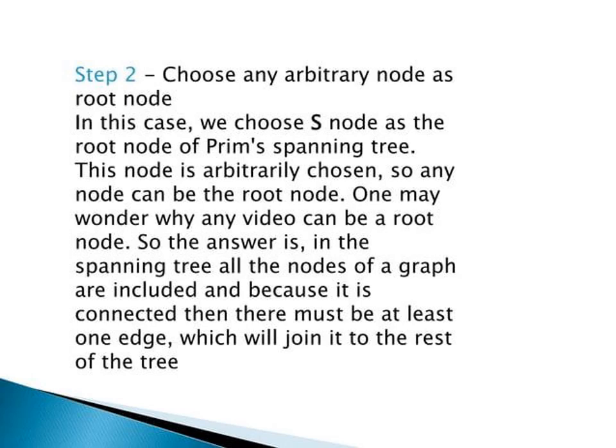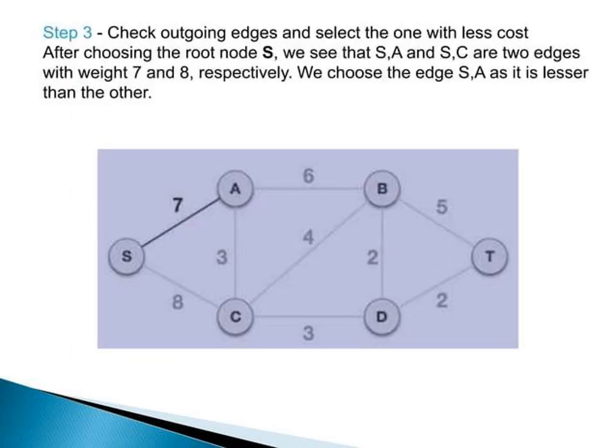Step 2, choose any arbitrary node as the root node. In this case, we choose the S node as the root node of Prim's spanning tree. This node is arbitrarily chosen, so any node can be the root node. One may wonder why any node can be the root node. The answer is that in this spanning tree all the nodes of a graph are included, and because the graph is connected, there must be at least one edge which will join each node to the tree.